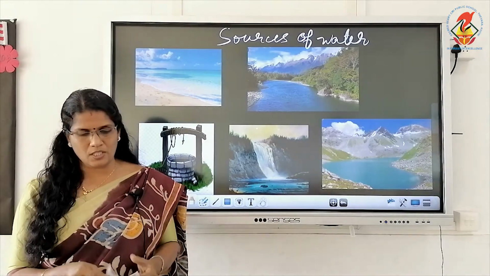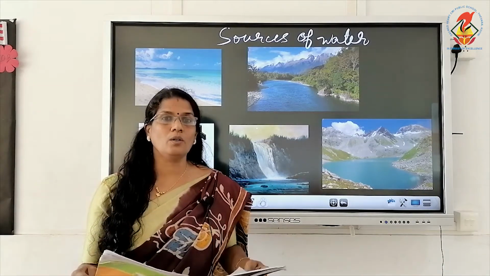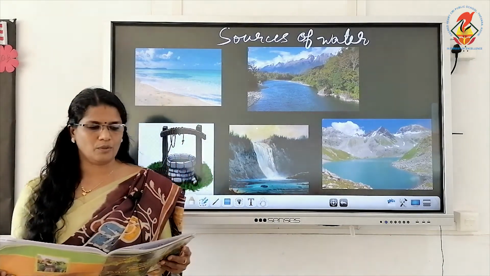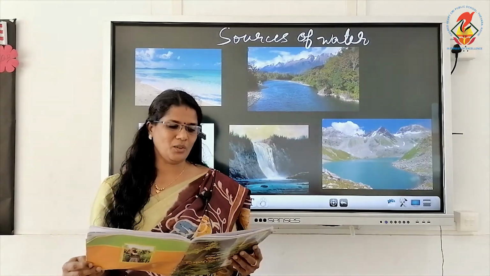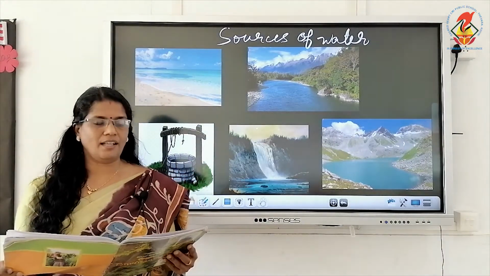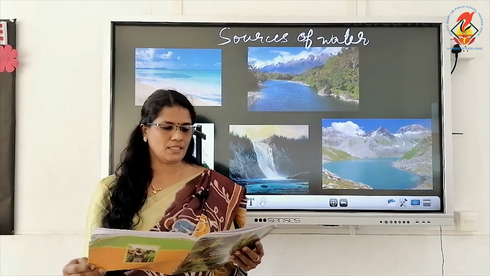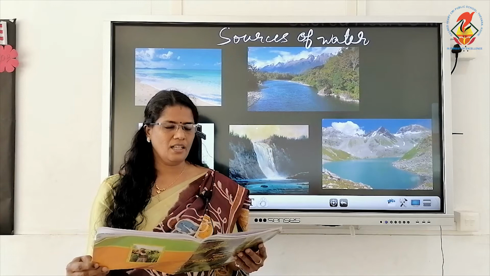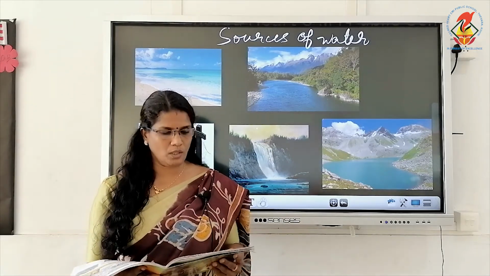Next page, distribution of water bodies. We all know 3/4 of the earth's surface is covered with water. This we have been studying from class 4 onwards, so no need to underline that. Just underline oceans 97.3, ice caps 2%, groundwater 0.68. You can mark it as 1%. The remaining 1% is the only pure water available.